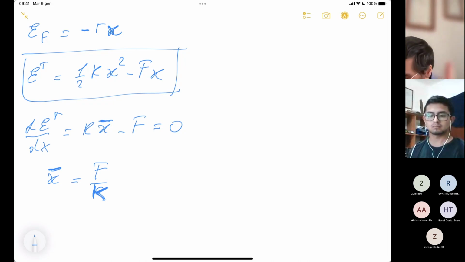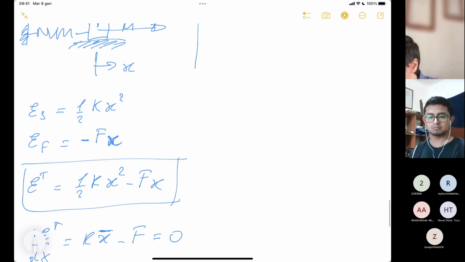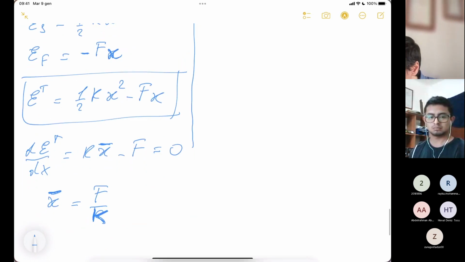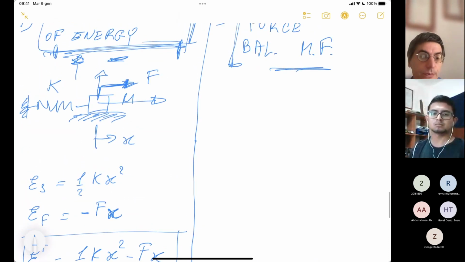And I will show you that we will systematically use this kind of conservation of energy, find the minimum of the total energy, for all the models that we will define. So this is a possible choice.